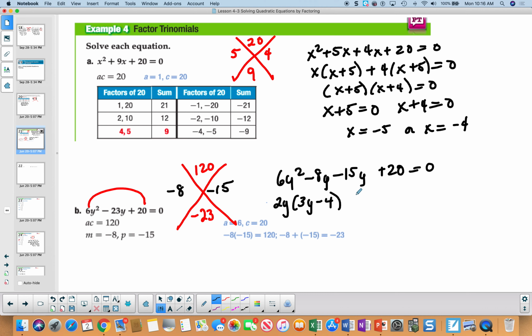And then I want to factor out a negative 5. That'll be positive 3y minus 4. I want to ensure that I have the same factor here and here. 3y minus 4, and then this will be 2y minus 5 equal to 0. Set each one equal to 0.